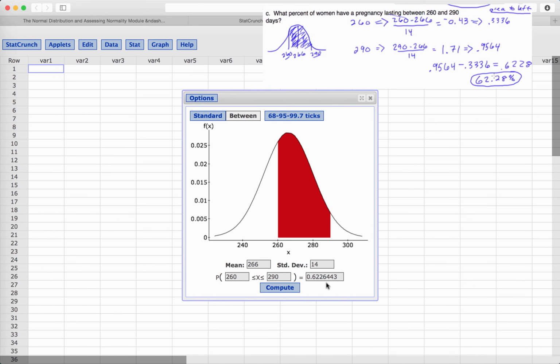But notice, StatCrunch not only gives us the picture, it does the calculations for us. It's a very convenient tool to have as we are making these calculations.